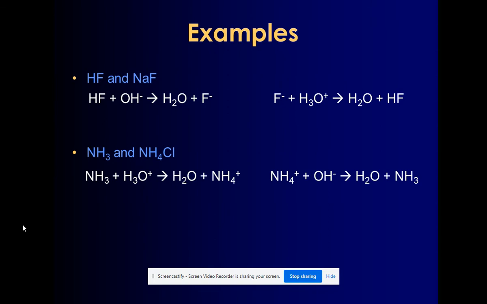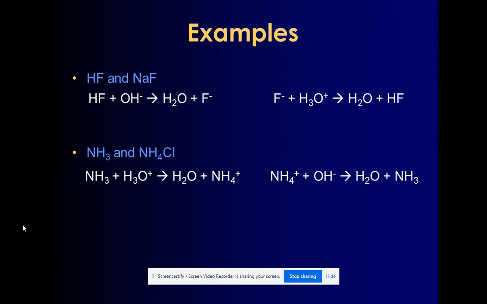Ammonia is a weak base. It's got a Kb of, sorry, let me make sure I've got this right. Usually this is the one I know. Yeah, 1.8 times 10 to the negative fifth. And ammonium would be its conjugate acid. The chloride is just part of the salt that gives us that ammonium ion, just like sodium was a part of the salt that gave us sodium fluoride.